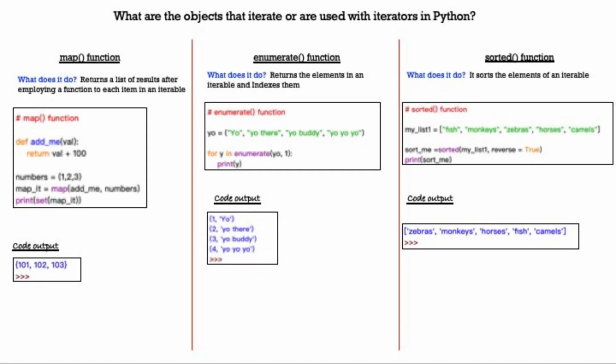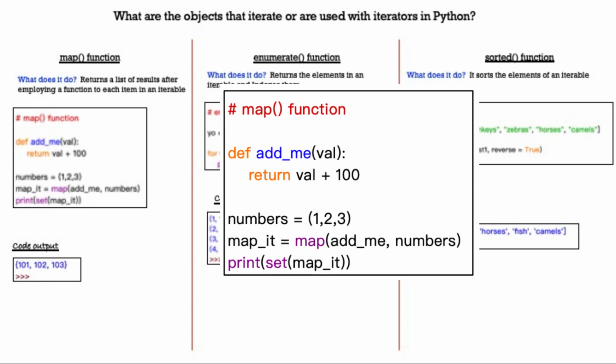And on this slide, we'll look at the mapping function, the enumerate function, and the sorted function. So let's start with the mapping. Mapping returns a list of results after applying a function to each item in an iterable. So we'll look here at the code. We have defined our own function, add_me. It takes a parameter val. We return val plus 100.